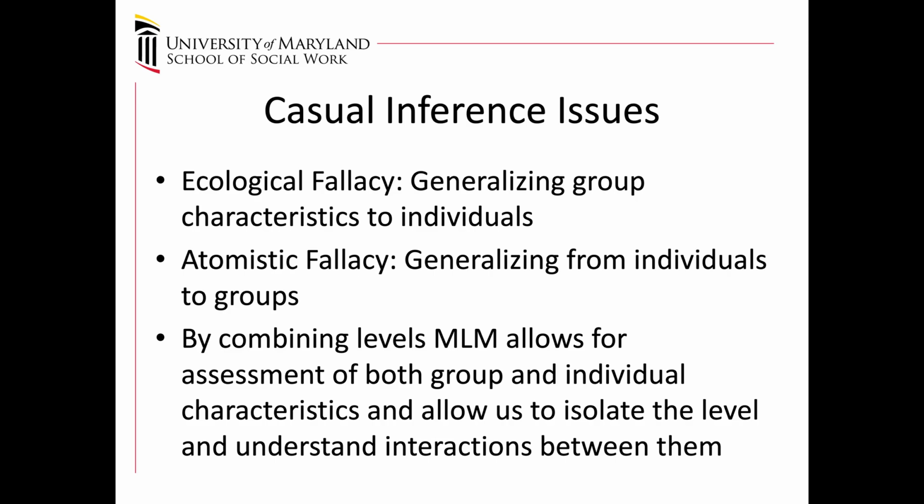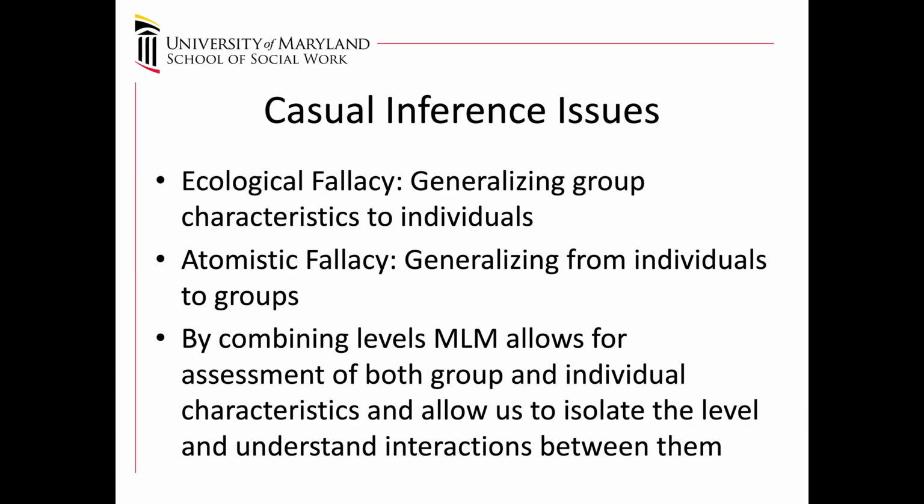And they're different processes. Vice versa as well, generalizing from individuals to groups is the atomistic fallacy. Now, both of those fallacies exist when you're looking at data where smaller units are nested in larger units, and it just depends on whether you're looking at the group characteristics or the individual characteristics and trying to transfer those, to move them across those levels of nester and nestee.